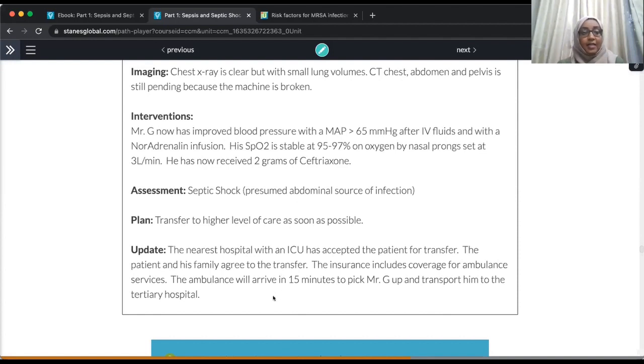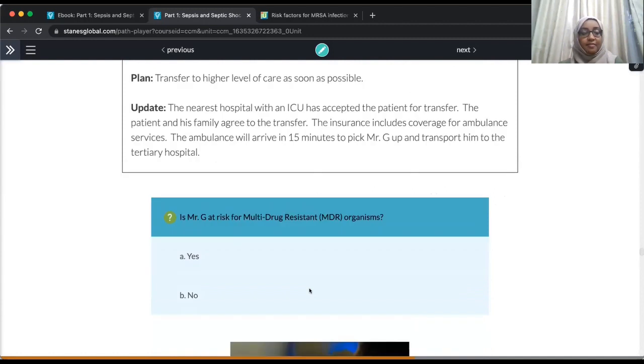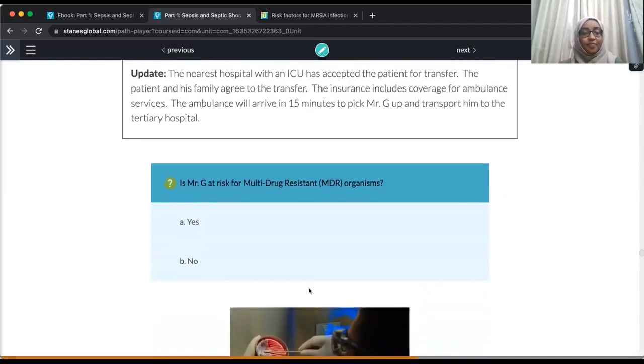And his update is that the nearest hospital with an ICU has accepted the patient for transfer. The patient and his family agree to the transfer. The insurance includes coverage for ambulance services. The ambulance will arrive in 15 minutes to pick Mr. G up and transport him to the tertiary hospital. Perfect. Thank you so much. Do you mind reading the next question as well?